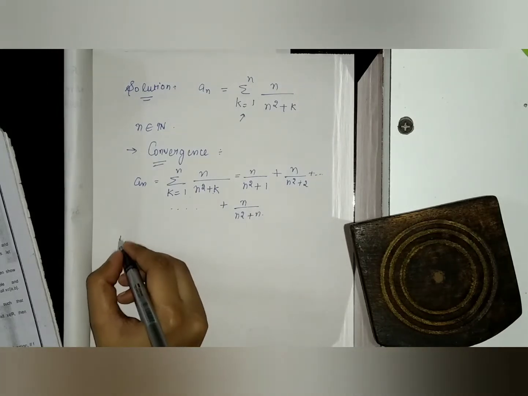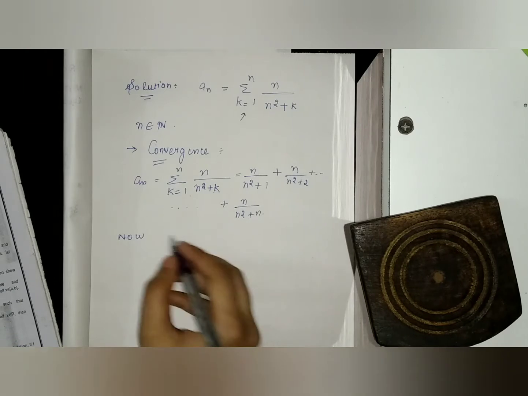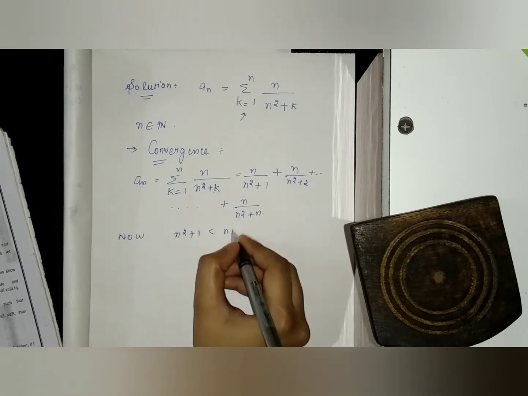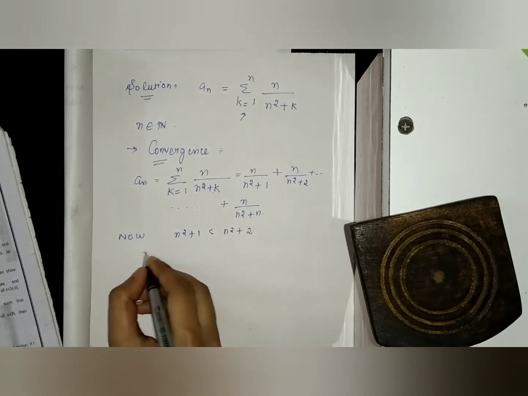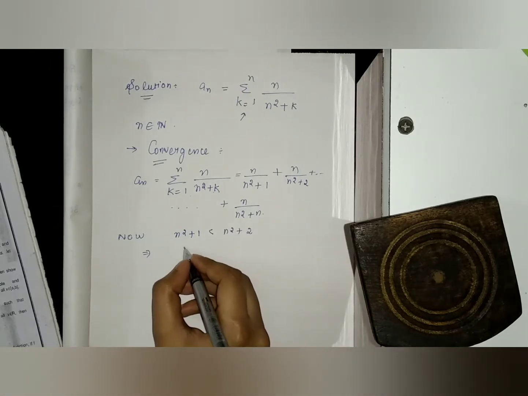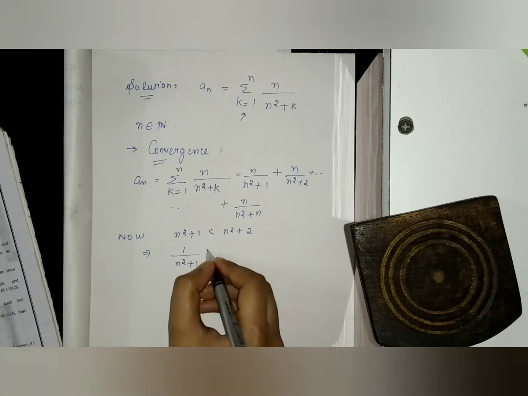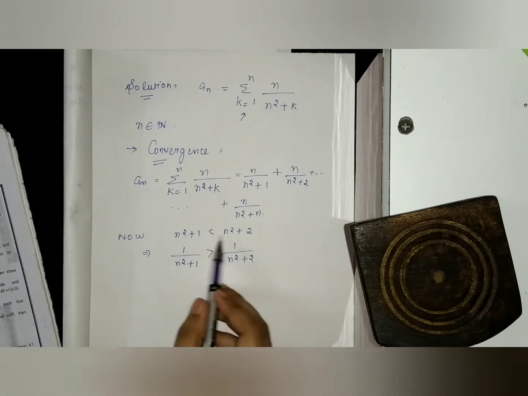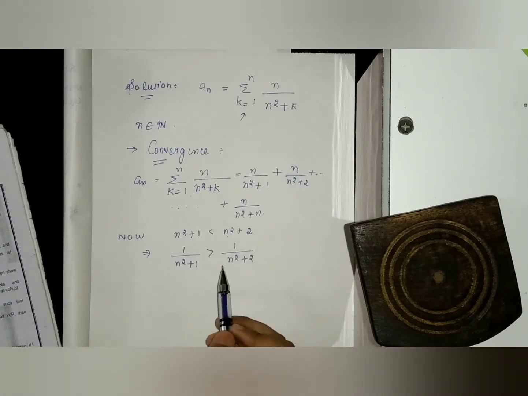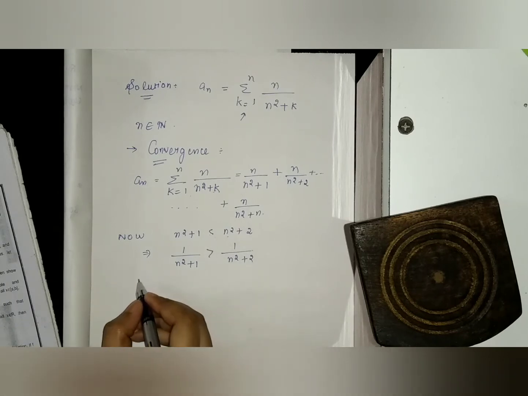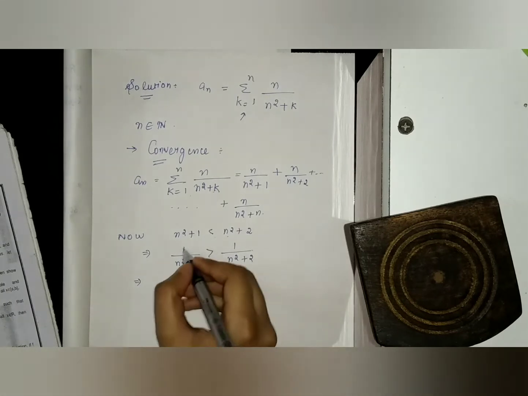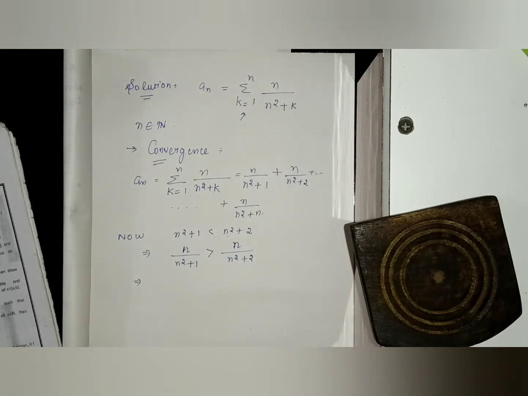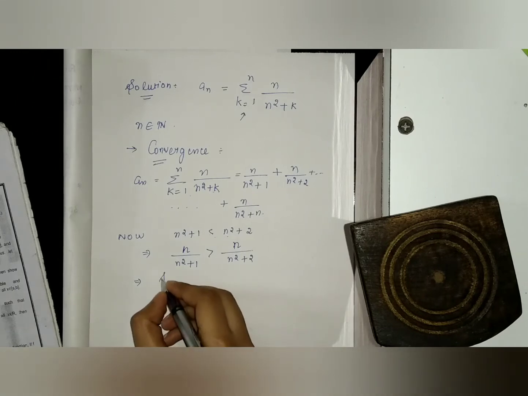Now we know that n square plus 1 is less than n square plus 2. It implies, inversing both sides, 1 upon n square plus 1 is greater than 1 upon n square plus 2. So when we inverse both sides, the inequality gets changed: less than becomes greater than. Multiplying n on both sides, n upon n square plus 1 is greater than n upon n square plus 2.